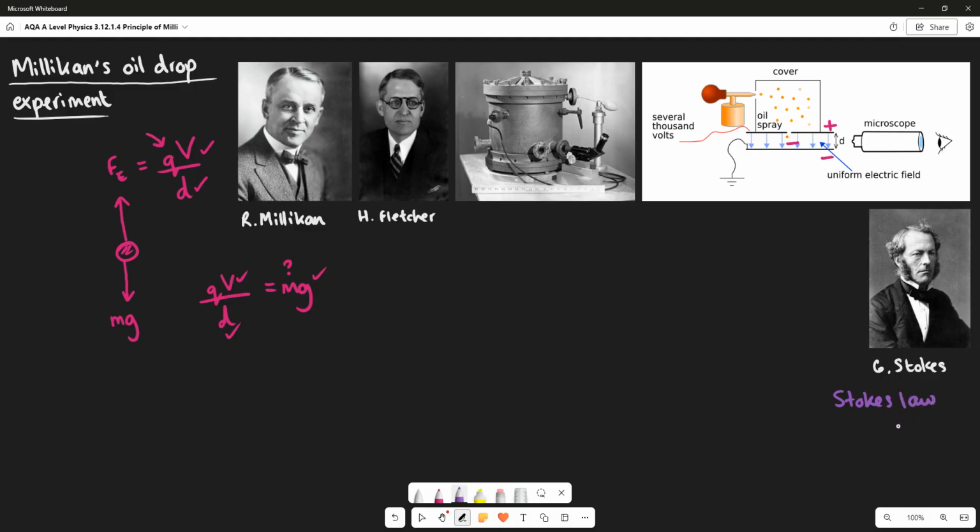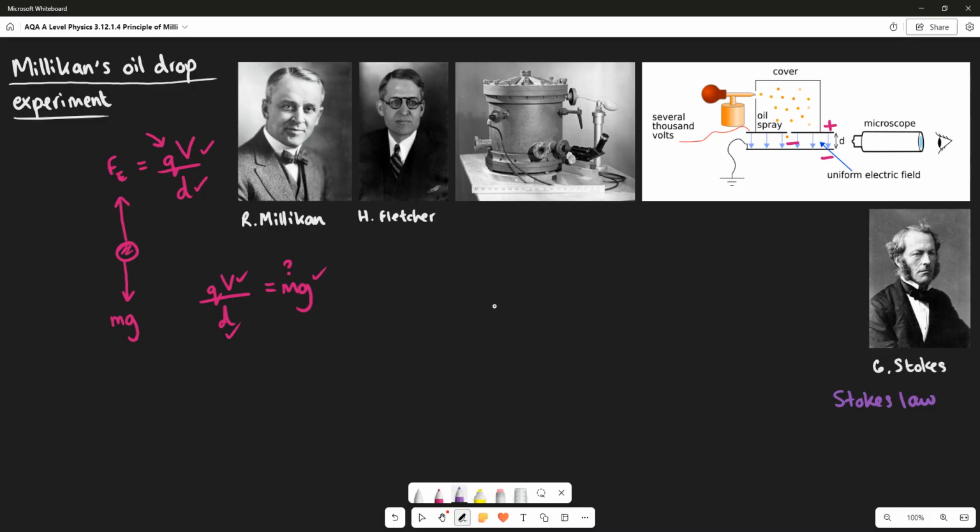Stokes' law is a mathematical expression for the force of drag, and it was developed by George Stokes in 1851. Remember that this experiment was being done almost 50 years later in 1909. George Stokes lived until 1903 and therefore was not around to see his law being used in this experiment.